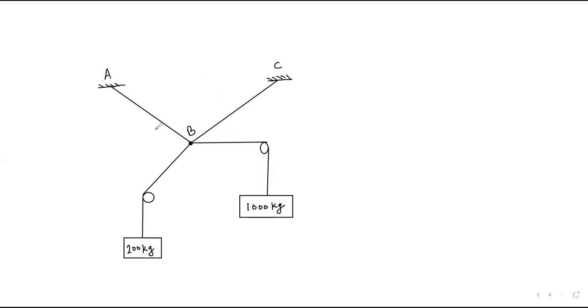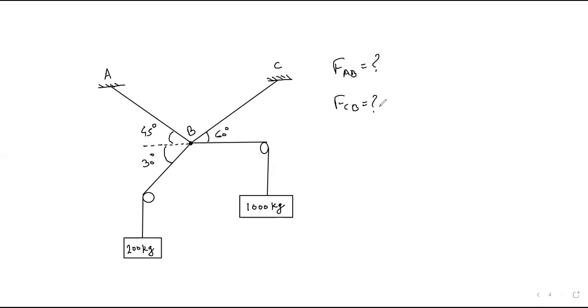Okay, so this is the numerical given. Here there is a horizontal line which is extended. This angle is given as 45 degrees. This angle is given as 30 degrees. And this angle is given as 60 degrees. You have to find the forces in cables AB and CB. What is the force in cables FAB and FCB? That you need to find out.